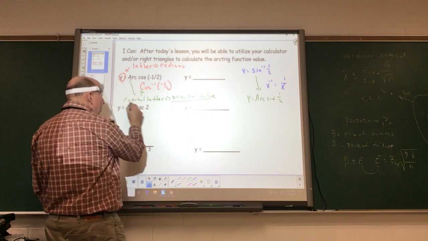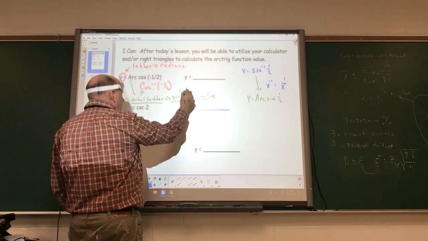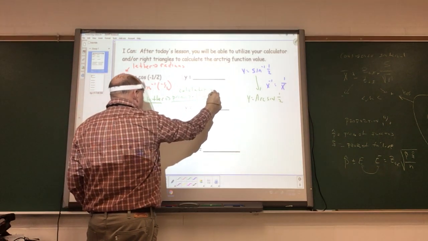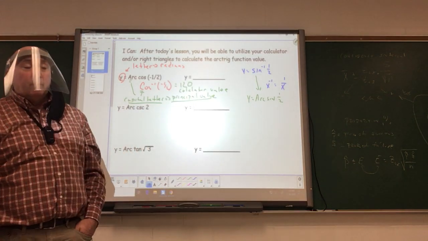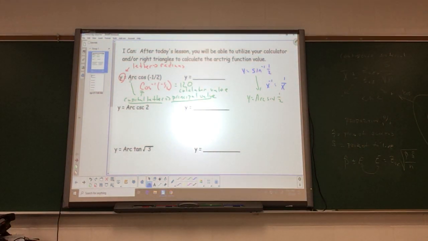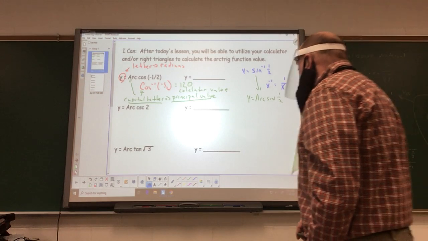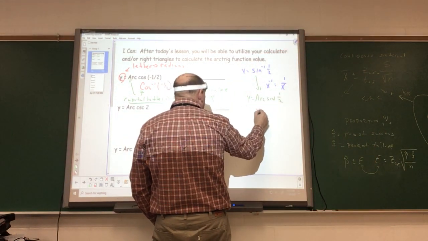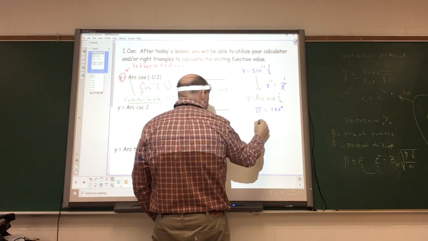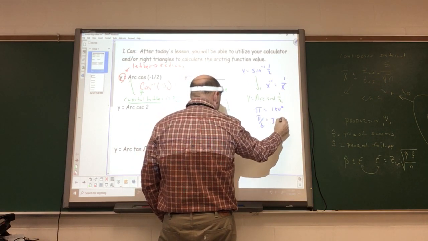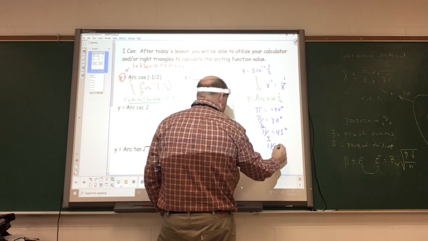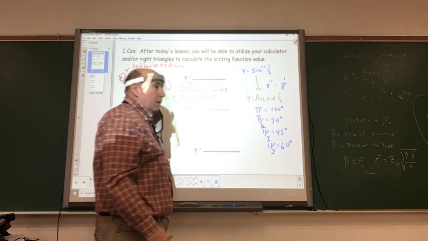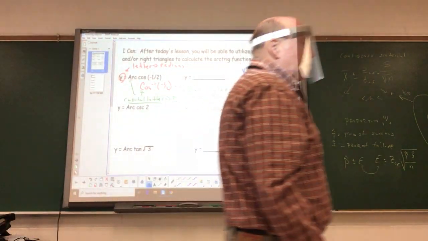Because I'm dealing with a principal value, I'm dealing with a capital letter. This is a calculator value. We get a value of 120 degrees. And 120 degrees we can now convert back to radians in terms of pi. Pi was equal to 180 degrees. Pi over 6 was 30 degrees. Pi over 4 was 45 degrees. Pi over 3 was 60 degrees. These were the key values that we utilized.